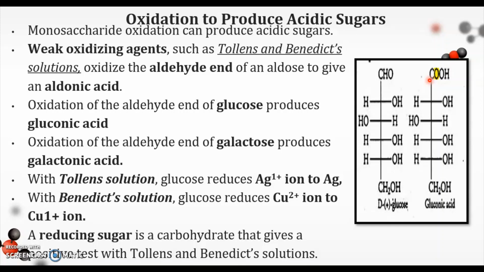With Tollens solution, glucose reduces silver +1 ion to silver. With Benedict solution, glucose reduces copper 2+ ion to copper 1+ ion. Thus, a reducing sugar is a carbohydrate that gives a positive test with Tollens and Benedict solution.